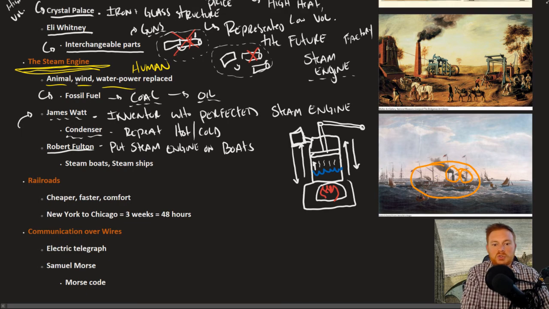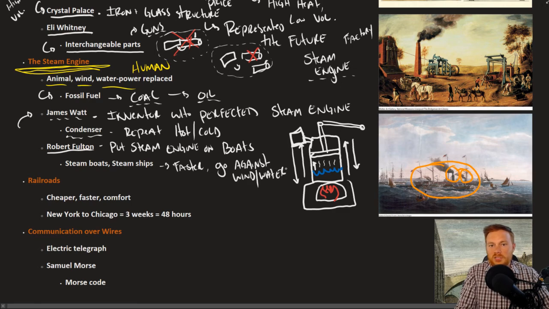Steamships and steam engines were very important in that they were faster and could go against either the wind or water. Before this, on sailing ships, pretty much the only way to travel was by wherever nature took you. Now, for the very first time, people have the ability to overcome the natural world. And a lot of the Industrial Revolution is really about that.